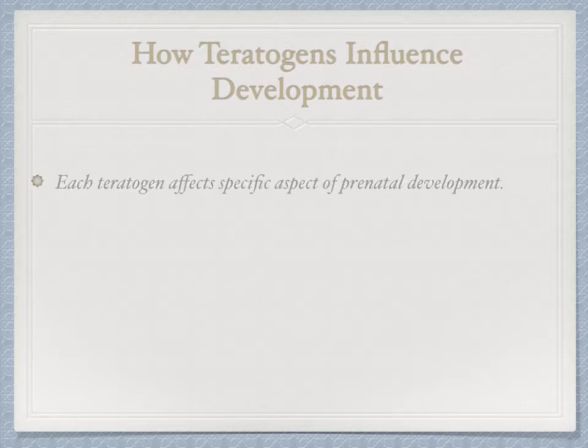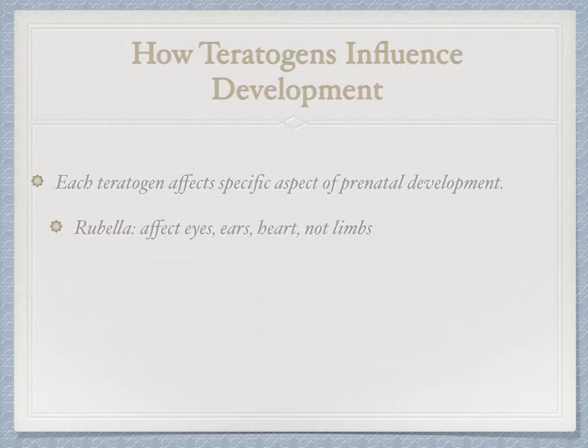It's important to remember that each teratogen affects a specific aspect of prenatal development. So where one teratogen may do one thing, another teratogen may do another. Again, we do not have this one-to-one relationship with teratogens. We do not see the same thing happening regardless of where it is in development. We can see different effects of the same teratogen at different points of development. And we can see different teratogens having different effects.